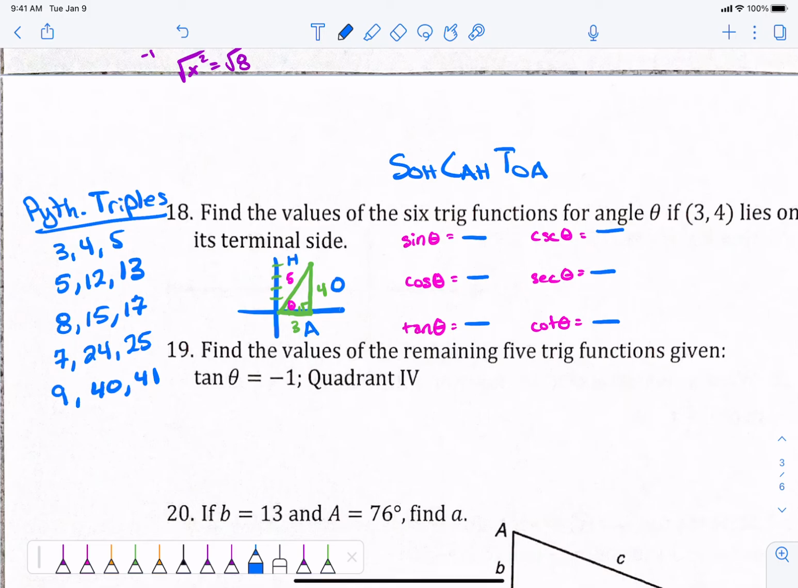So then you just have to look at those symbols, right? Maybe that helps save some time. Sine is opposite over hypotenuse: 4 over 5. Cosine is adjacent over hypotenuse: 3 over 5. Tangent is opposite over adjacent: 4 over 3. Okay, and then just flip them around for the other ones. So cosecant 5 over 4, secant 5 over 3, and cotangent 3 over 4. There he is.